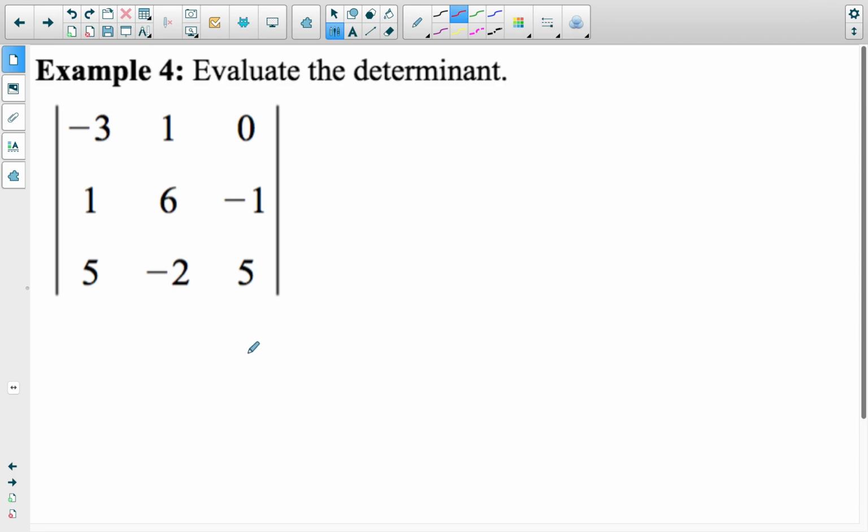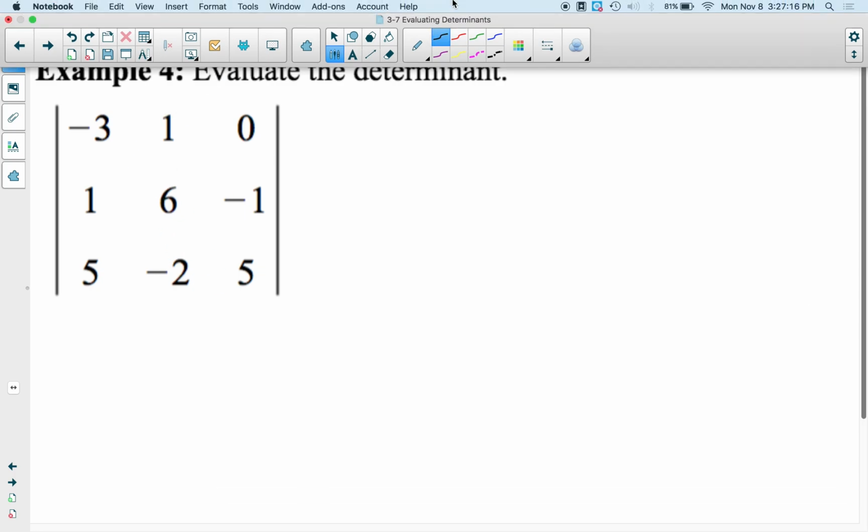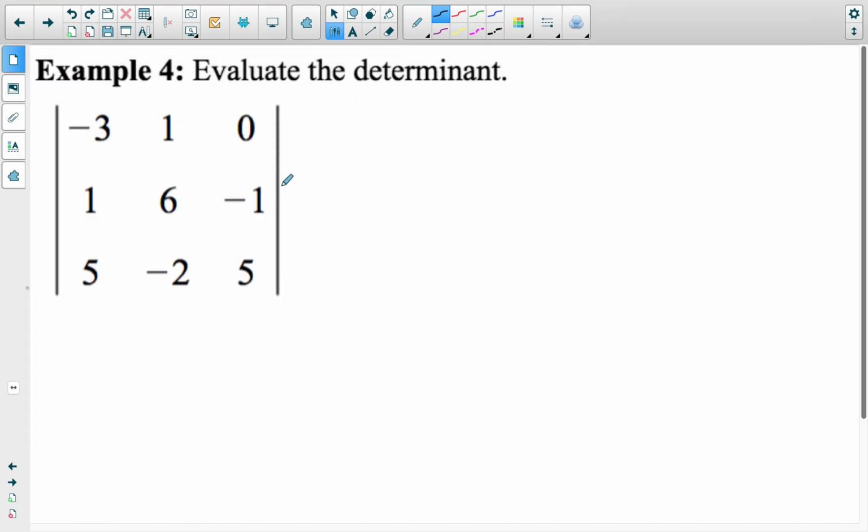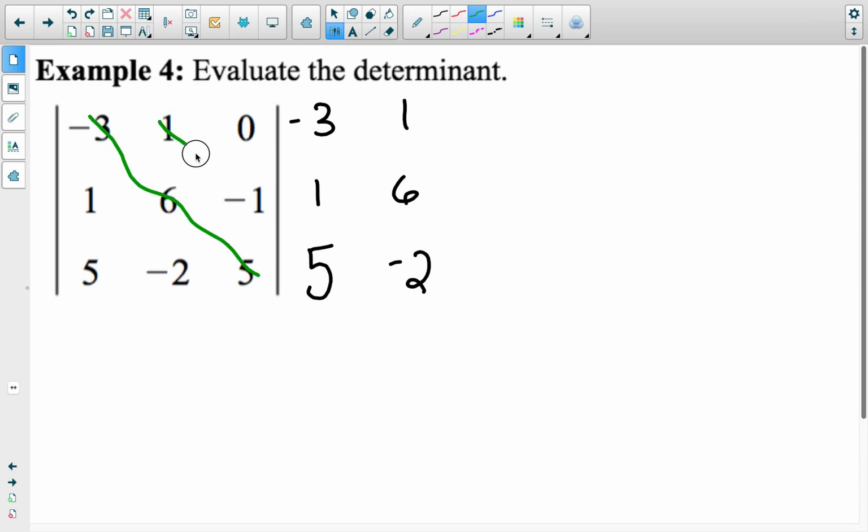This is example 4 in your notes. So first thing we're going to do, step 1, what is it? We're going to write the first 2 columns again on the right side. So I'm going to take these 2 columns and write them again. Negative 3, 1, 5, 1, 6, negative 2. There are actually a couple of different ways you can find determinants of 3 by 3 matrices, but this is my favorite way. If you don't like this and you have a preference for a different one, then we can have that conversation, okay?